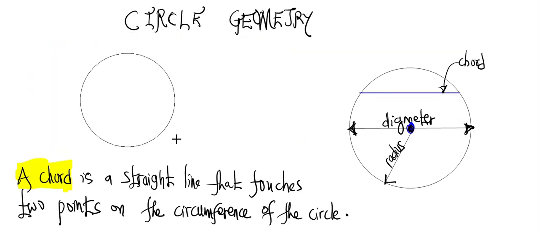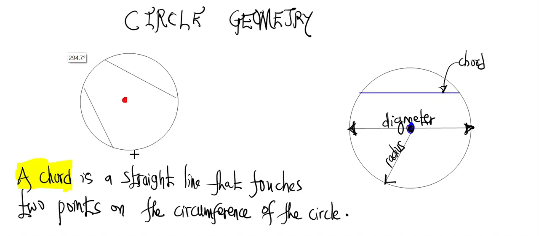So if we decide to have a circle, so here we have a chord, we could draw several chords. Just ensure that the straight line touches the 2 points on the circumference of the circle and ensure that it doesn't pass through the center of the circle. See, the straight line touches 2 points on the circumference of the circle and it doesn't pass through the center. So all what we have here are called chords. So they are all chords of the circle.